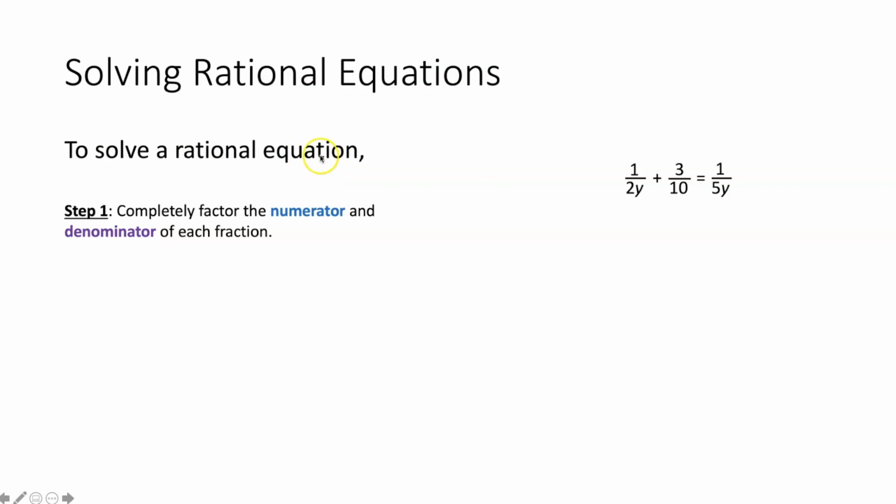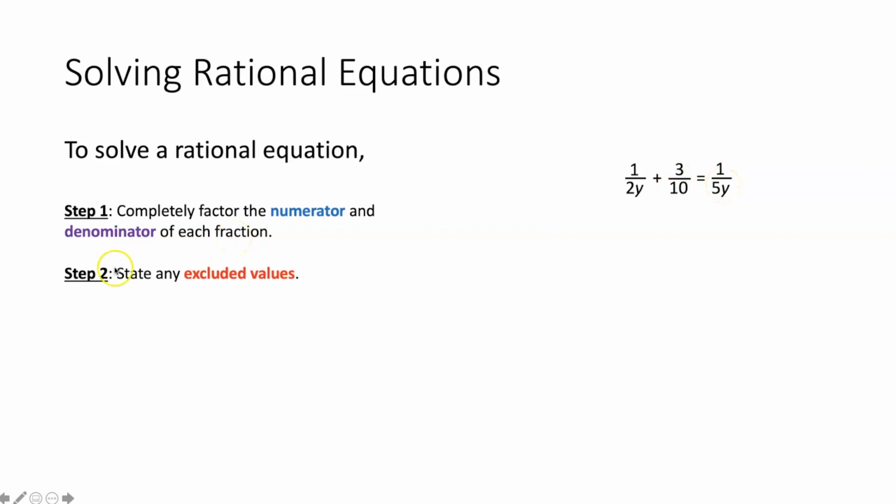So to solve a rational equation, the first step, just like when we are multiplying and dividing rational expressions or adding and subtracting rational expressions, we need to completely factor the numerator and denominator of each fraction. So when we're talking about completely factoring the numerator and denominator of each fraction in a rational equation, we're talking about if there's a binomial, is there a number or a variable you could take out of each term? If there's a quadratic trinomial, is there a way you could use a magic X to factor it? Here we have monomials in our numerator and denominator, so we're good. These numerators and denominators are as factored as they get.